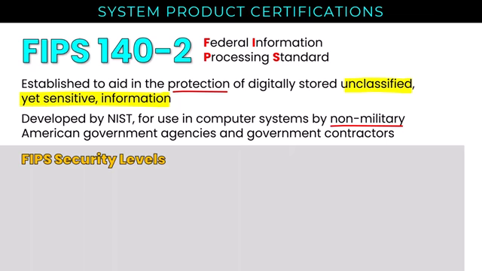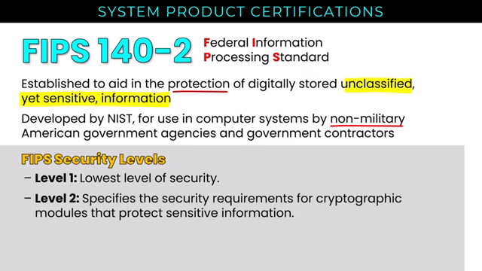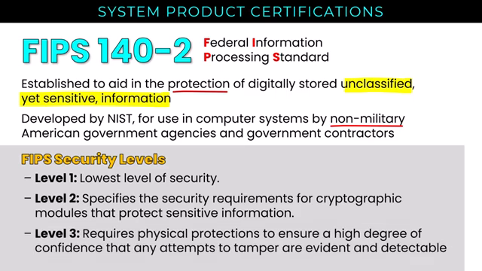So there are 3 FIPS security levels you want to be familiar with. There's level 1, which is the lowest level of security. There's level 2 that specifies the security requirements for cryptographic modules that protect sensitive information, and level 3 that requires physical protections to ensure a high degree of confidence that any attempts to tamper are evident and detectable.